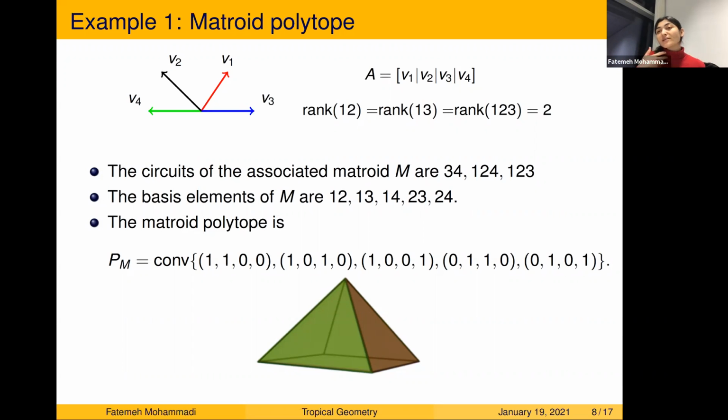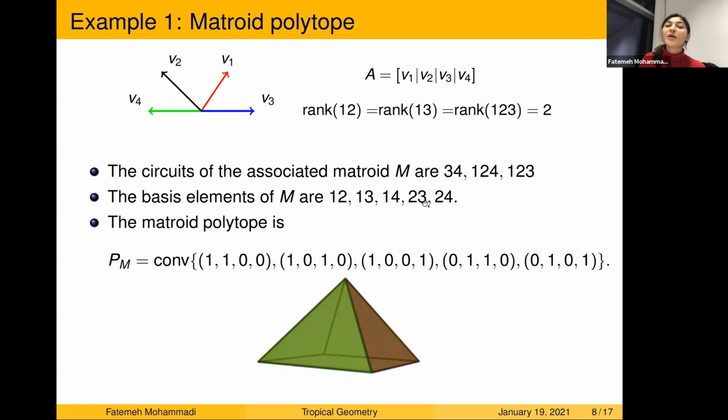And then I can also look at the maximal independent sets. This A is a matrix of rank 2, so every pair of vectors is independent except 3 and 4. That's why I have {1,2}, {1,3}, {1,4}, {2,3}, {2,4} as the bases.